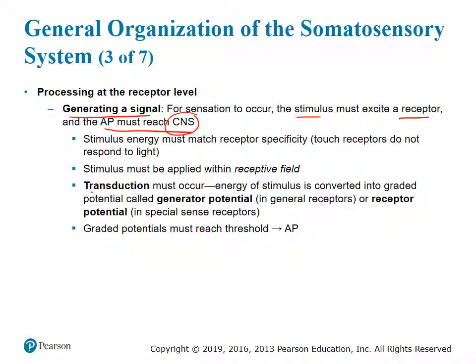We call that process transduction, right? The energy of the stimulus causes a graded potential. The graded potential has to reach a threshold, and that threshold generates an action potential. Very simply, right? Same type of process that we saw in previous chapters, right?